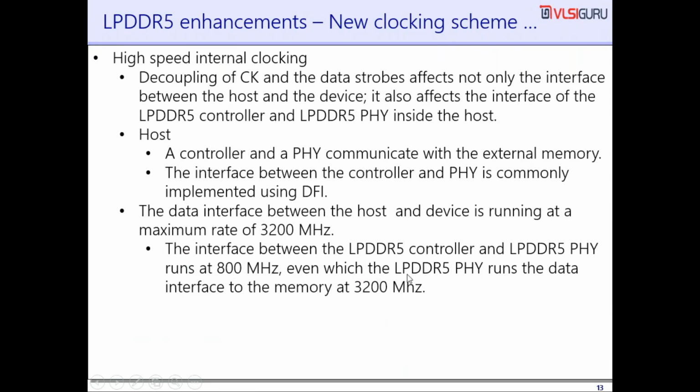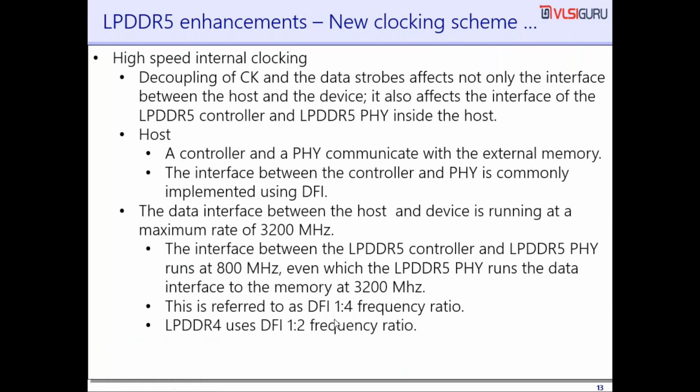Even while the LPDDR5 runs the data interface to the memory at 3200 megahertz, this is referred to as DFI 1:4 ratio. The interface between controller and PHY is running at 800 megahertz. The PHY and the memory is running at 3200 megahertz. That is called DFI 1:4 ratio. This is something we'll discuss as we go forward.